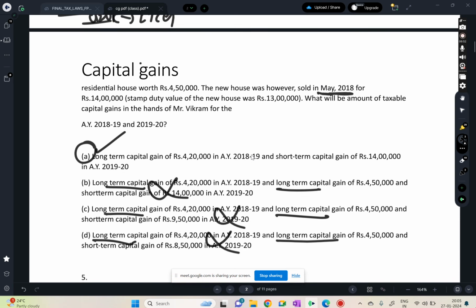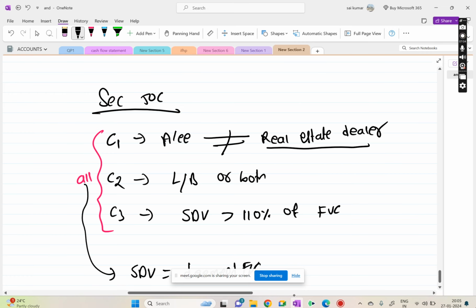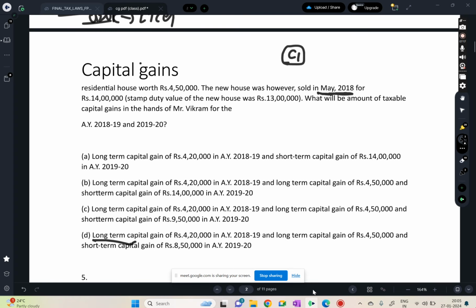Now in the previous question which we have done, we can check whether section 50C is applicable or not. Condition 1: what is condition 1? Just now we discussed. The assessee should not be a real estate dealer. Yes, in that question he is not a real estate dealer. Condition 2: it is about the building or house property. Yes, building.